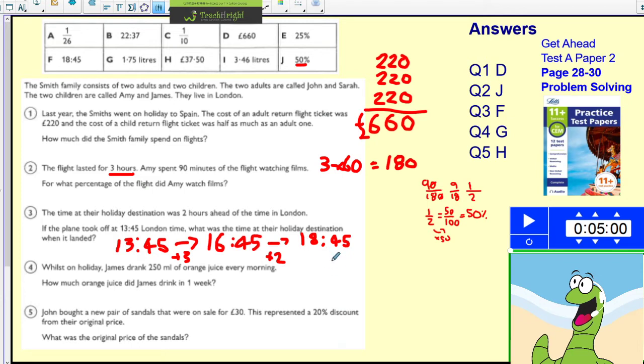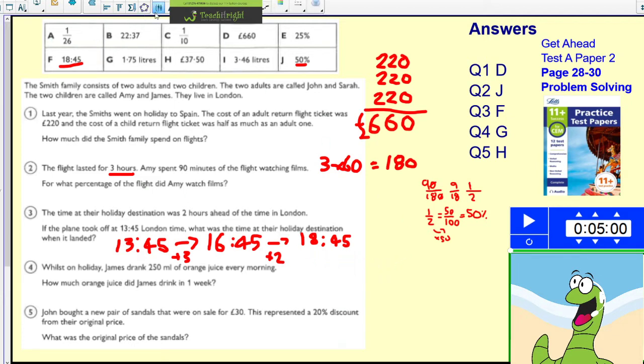And at this point, I would just check to see. There you go, 18:45. It's possible that they might have changed it to 6:45 p.m., something like that. In which case, if this answer wasn't there, I would do the conversion and check. But luckily, we got away with it. It was there right at the start.